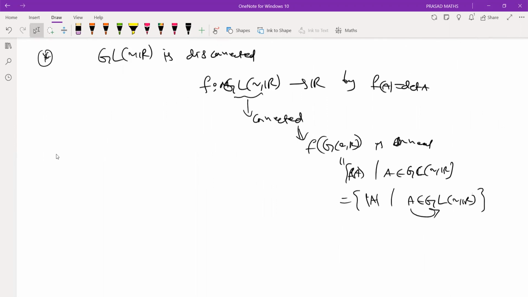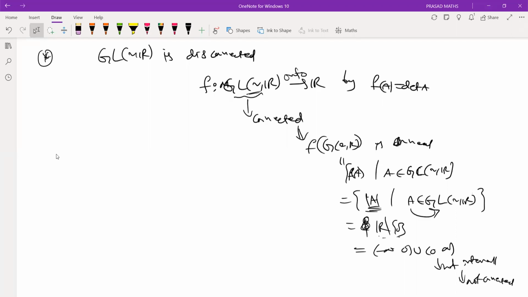But whenever A is an element of the general linear group, its determinant is always non-zero. That means this is nothing but the non-zero numbers. Of course, it is an onto map, because you give me any non-zero number, I can assign a pre-image whose determinant is that number. Therefore, this is R minus 0. This is nothing but what? It is not an interval, and not an interval means not connected.